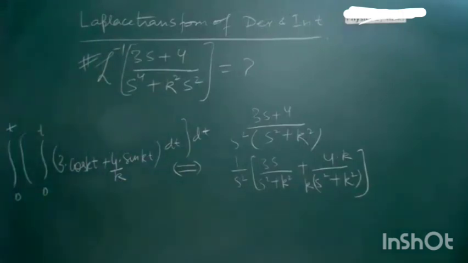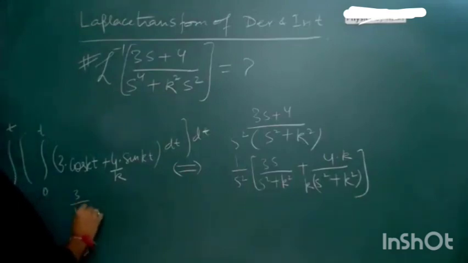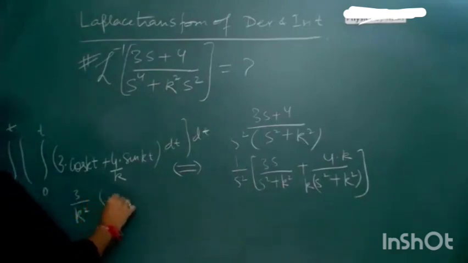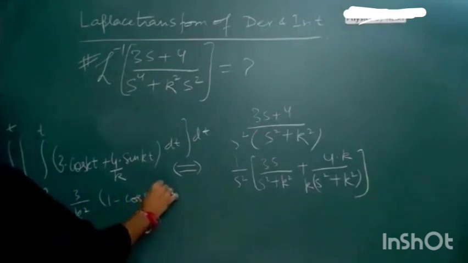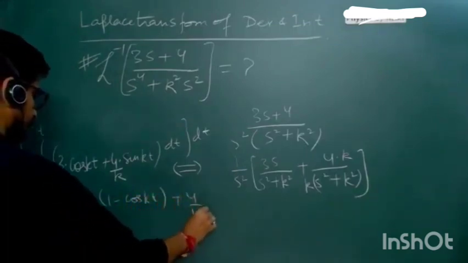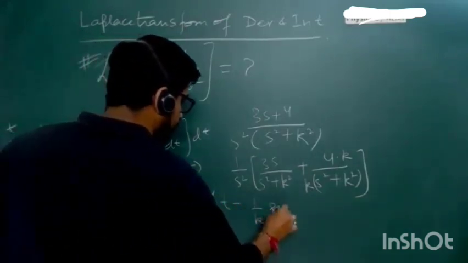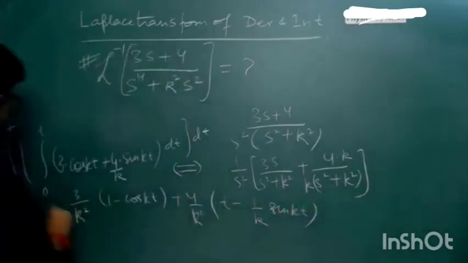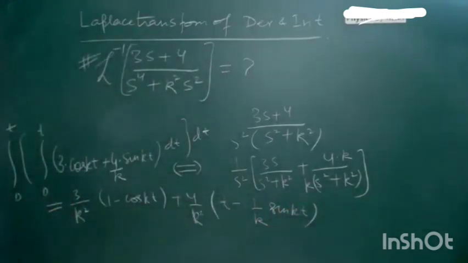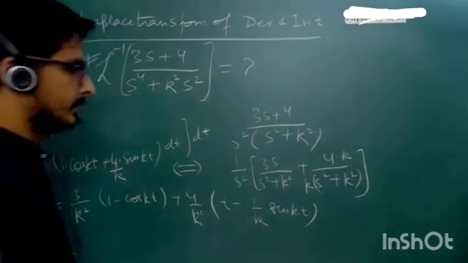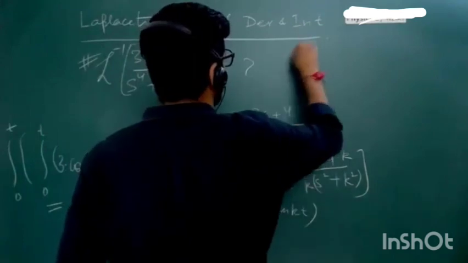You will get 3 by k square into 1 minus cos of kt, plus 4 by k square into t minus 1 by k of sine of kt. This you will get. Do it as a home exercise. Simple question, not very tough one. And do this also as a home exercise.